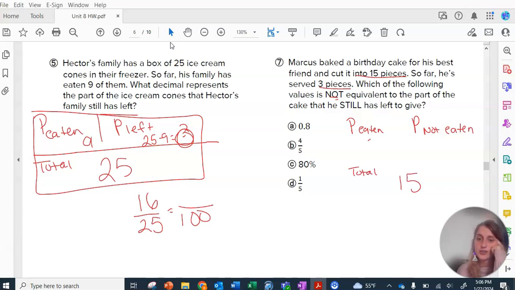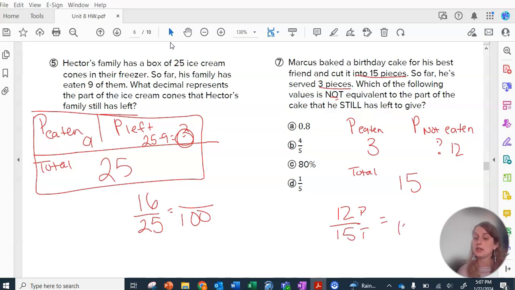So far, he's served 3 pieces that people ate. What is the number that he has not eaten? 15 minus 3 is 12. 12 is not the answer. We are looking for things that are not the same as 12/15ths, the part out of the total.